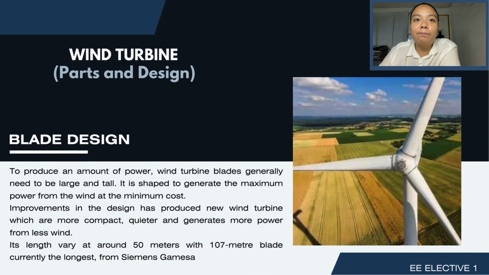Blade design. To produce an amount of power, wind turbine blades generally need to be large and tall. It is shaped to generate the maximum power from the wind at the minimum cost. Improvements in the design have produced new wind turbines which are more compact, quieter, and generate more power from less wind. Its lengths vary at around 50 meters, with the 107-meter blade currently the longest from Siemens Gamesa.